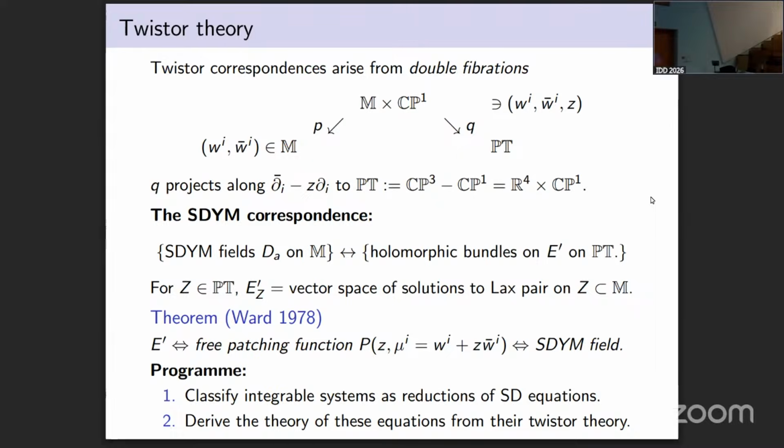And in that Atiyah-Hitchin-Singer world, the Lax pair is telling you that you have a holomorphic vector bundle on PT. If you were to complexify, you could define the fibers of the vector bundle over a point in PT as being the space of solutions to the Lax pair on the corresponding integral surfaces of this pair of vector fields. And then that gives rise to a completely different description.